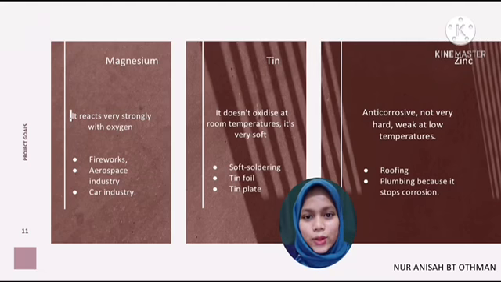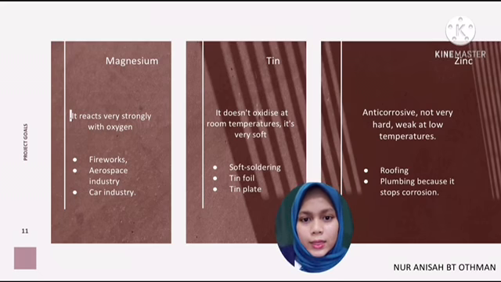The next one is tin. It is very soft and it doesn't oxidize at room temperature. It can be used in soft soldering, tin foil, and tin plate. The zinc properties are anti-corrosive, not very hard, and weak at low temperature. It is suitable for roofing and plumbing because it stops corrosion.